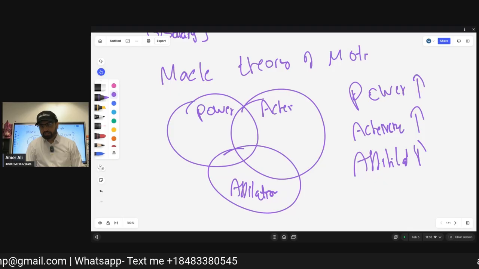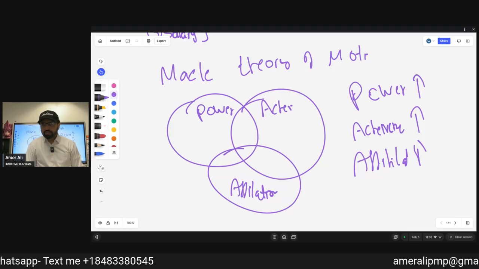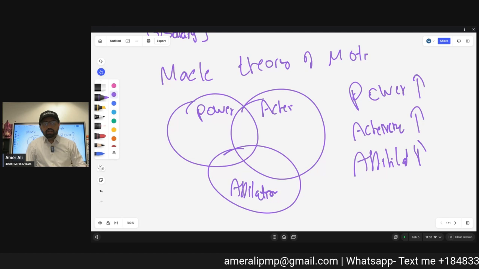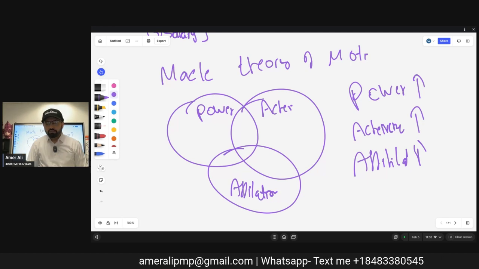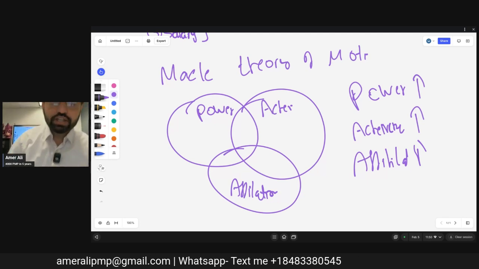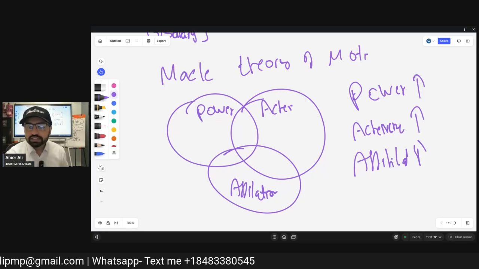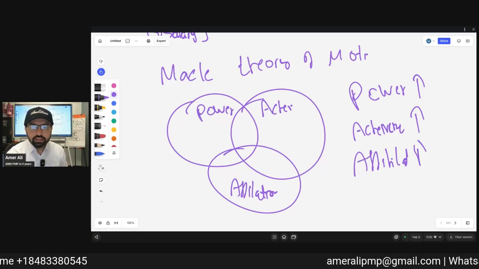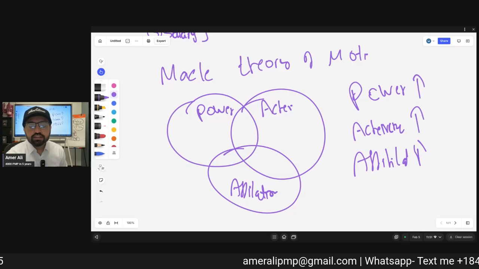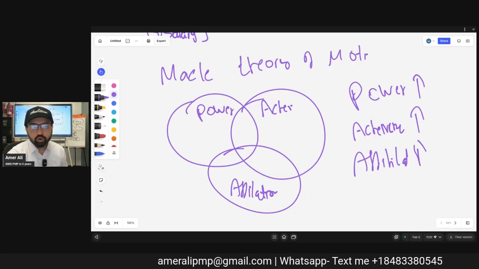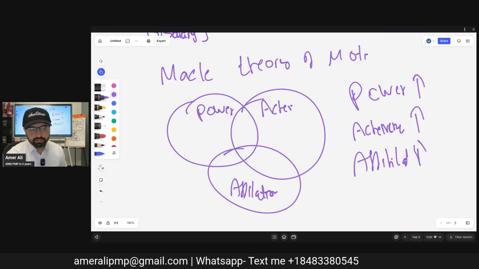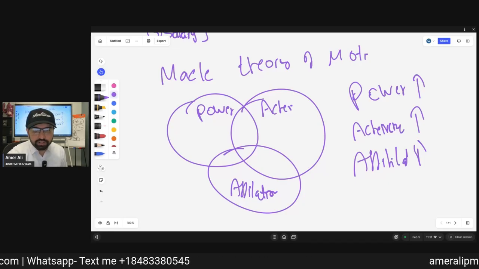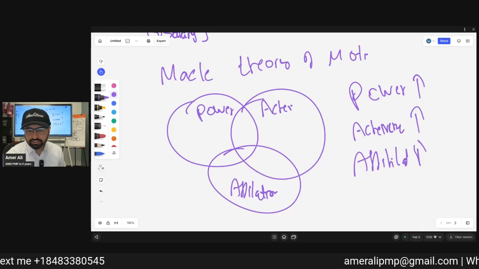Which thing are you motivated by? Power, achievement, or affiliation? Or if you are motivated by all these three things, which of these things are you motivated most by?